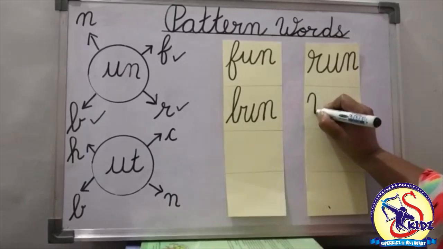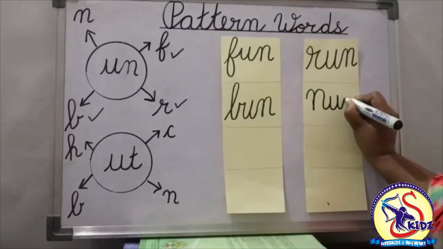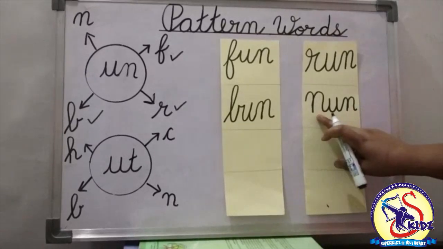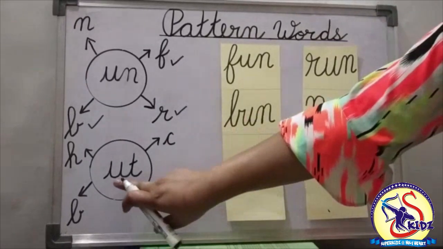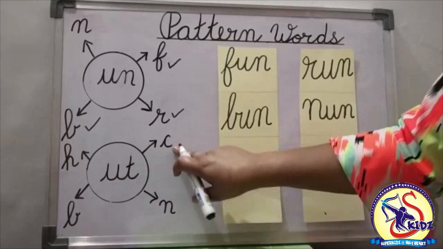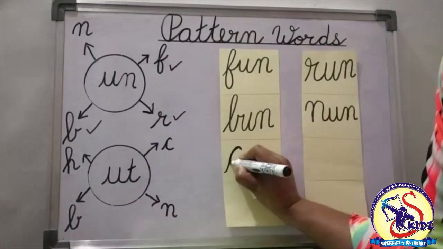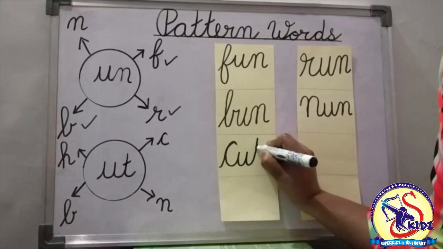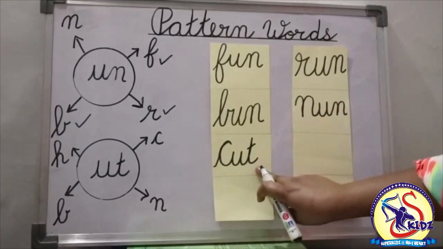Now see the next letter N. Now we will write a letter N. Now we will join with pattern UN. Now we will get the word none. N-U-N, none. Now, UT. Which pattern is given? UT. And first letter is C. First of all, we will write letter C. Then we will join with our pattern UT. Now we will get the word CUT, cut.